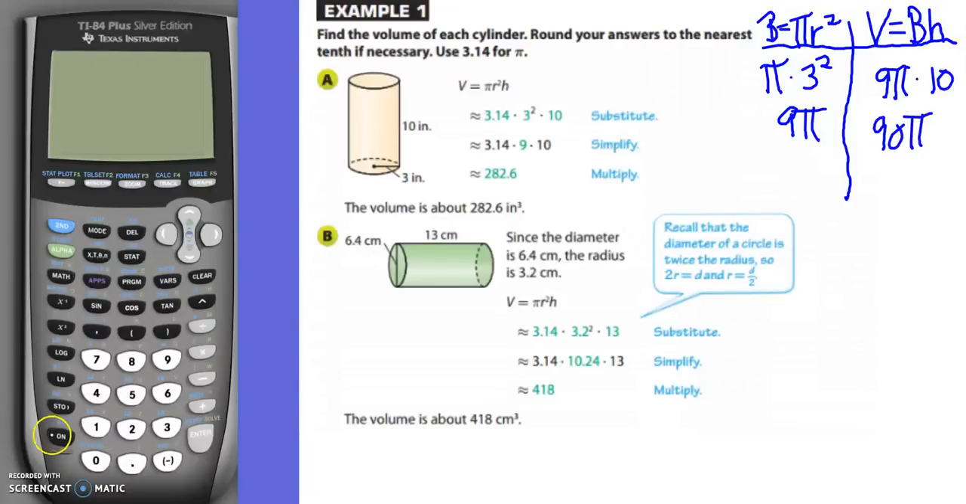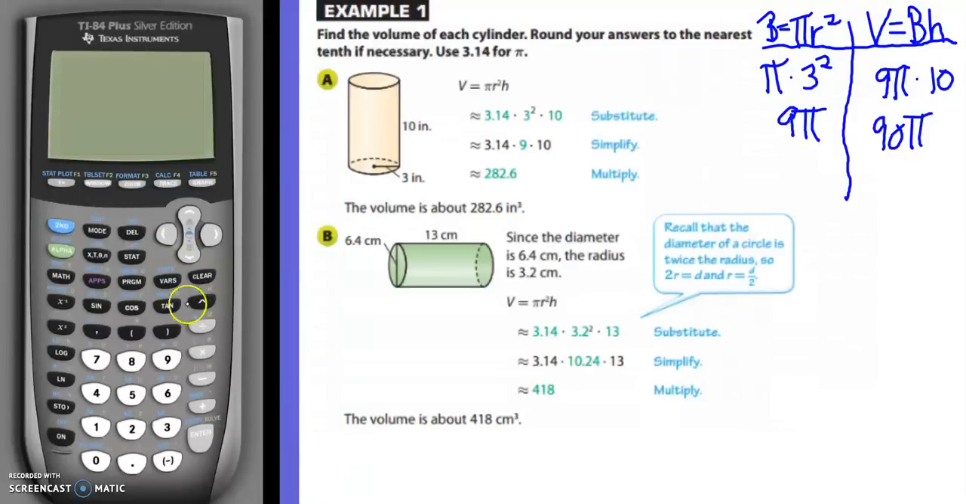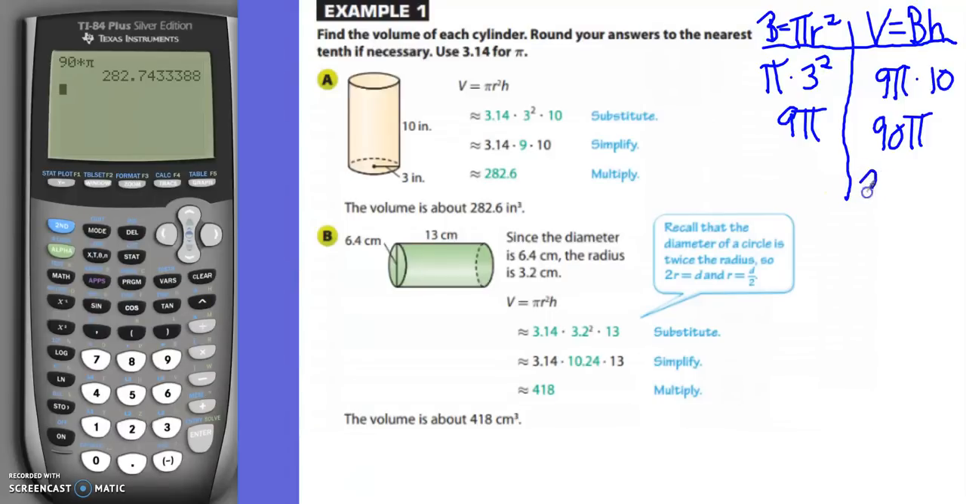We're going to do 90 times pi, and we're going to get 282.7. And since this is volume, it is cubic units, so we're going to say inches cubed. Alright, let's take a look at the second one.